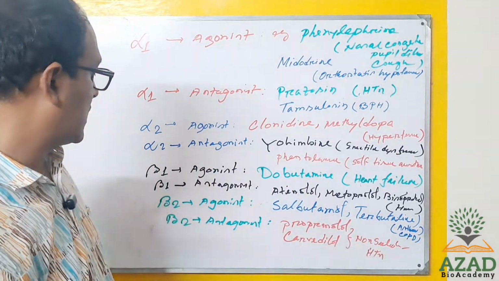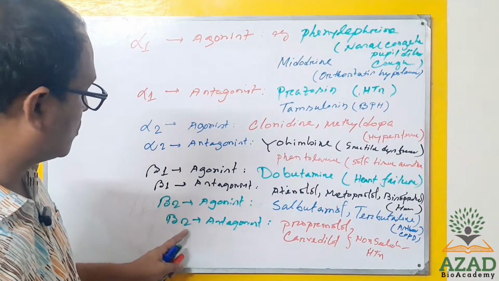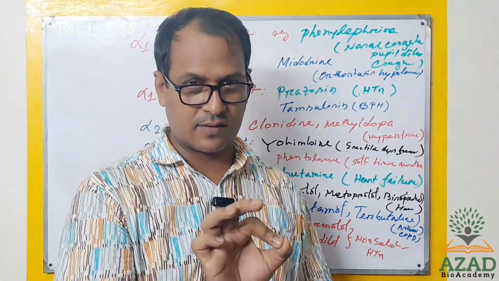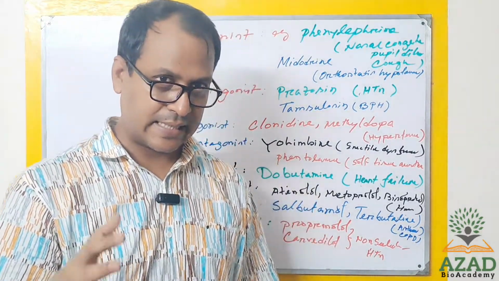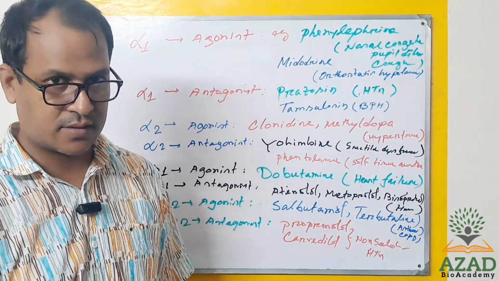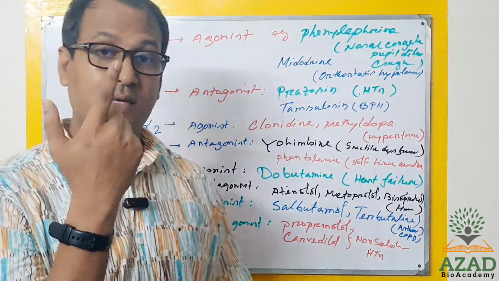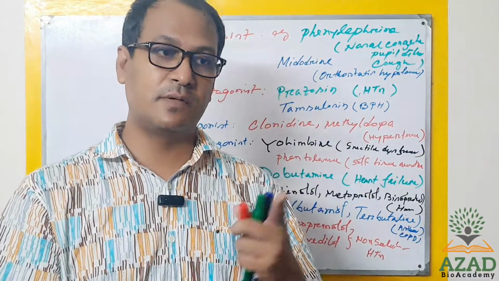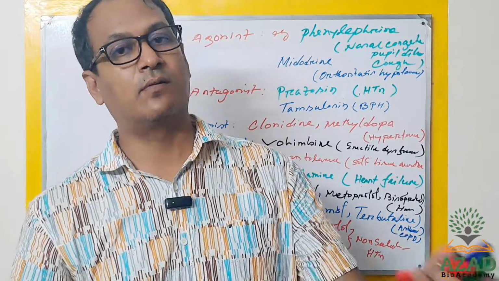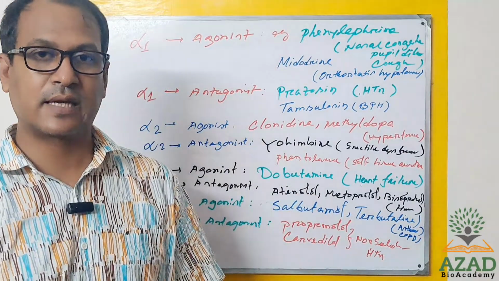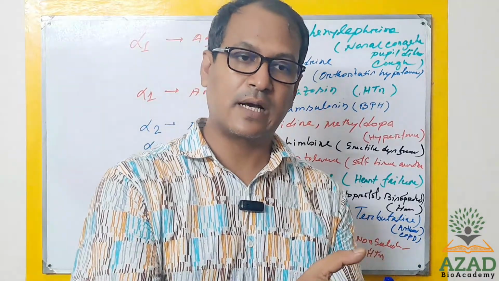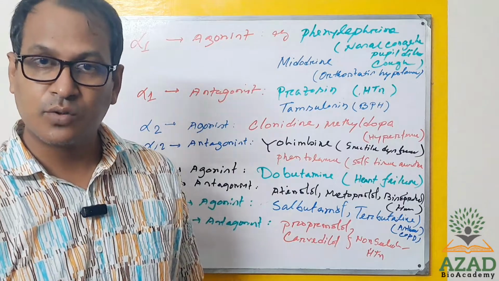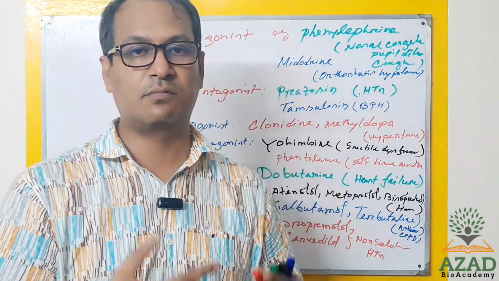Okay, now the last one is beta 2 antagonist. So beta 2 antagonist, actually a specific beta 2 antagonist is not available. Non-selective beta 2 antagonists are there. That means some drugs can inhibit beta 1 as well as beta 2. Some drugs also inhibit beta 1, beta 2 and also alpha 1. Okay, so such types of drugs can inhibit beta 2 but along with the other receptors. So that can be a non-selective beta 2 blocker, or you can say non-selective beta 2 antagonist.